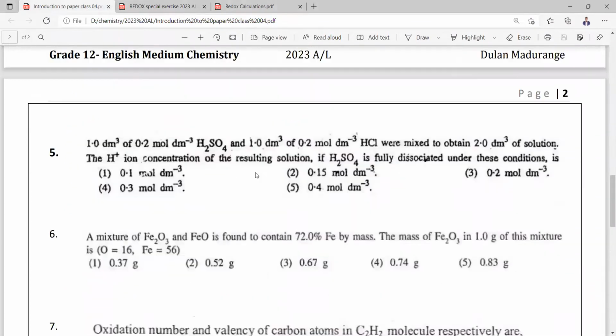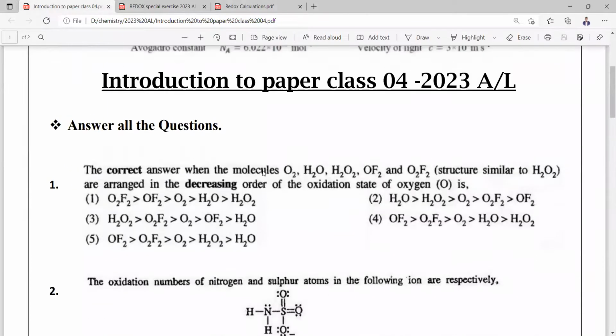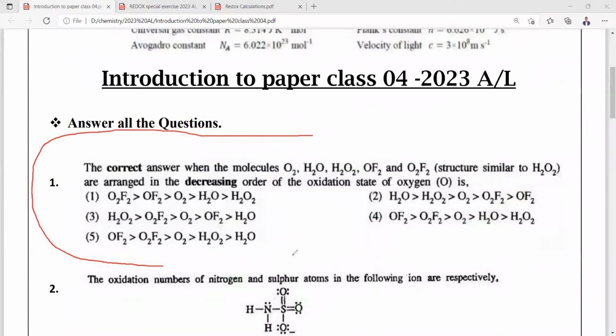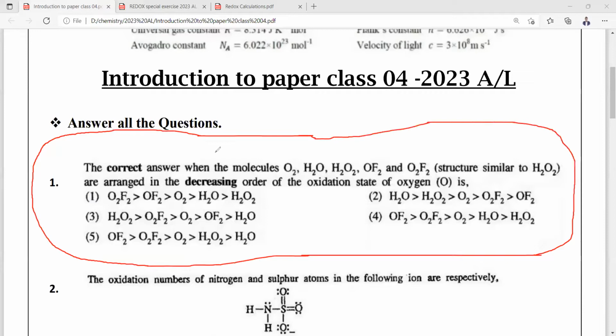I am asking the answer for this question from last week's paper. What is the answer for the first question? Please try to get the answer. When the molecules O2, H2O, H2O2, OF2, O2F2 are arranged in decreasing order of oxidation state, please arrange the oxidation state for one atom. What is your answer?